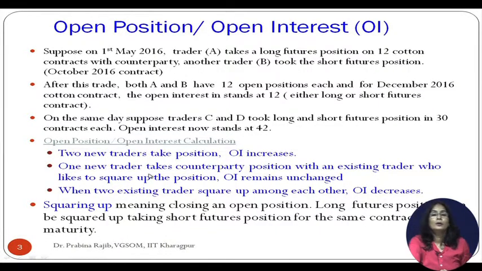Now, how do we summarize how open interest gets calculated? When two new traders enter into positions, open interest increases. When one existing trader squares up with a new trader, open interest remains unchanged. When two existing traders start squaring up with each other, open interest goes down. As I mentioned, squaring up means closing an open position, and a long futures position can be squared up by taking a short futures position for the same contract and the same maturity.